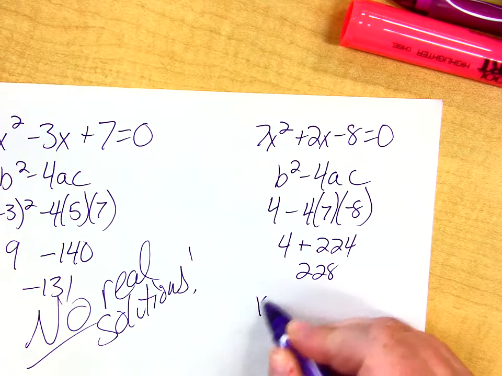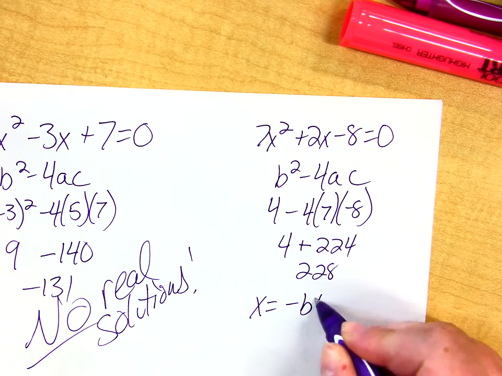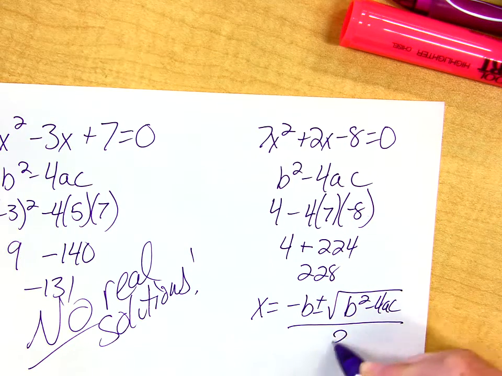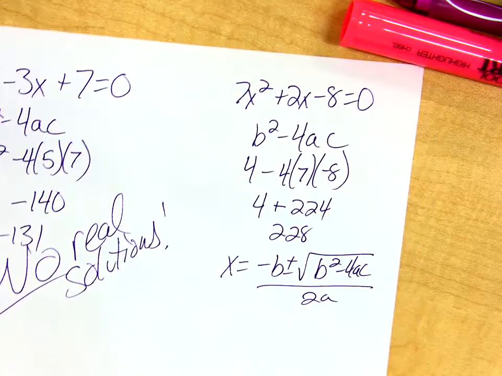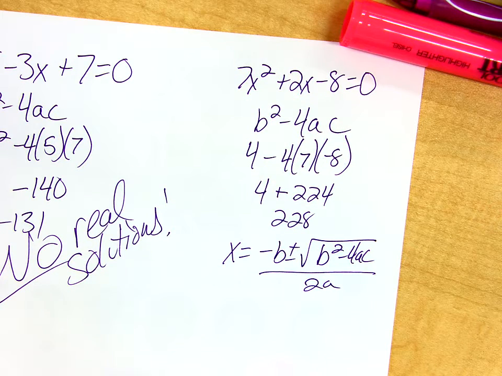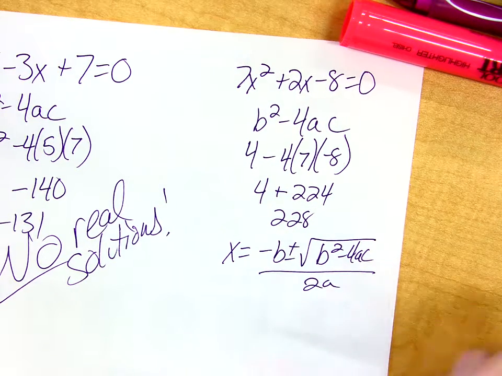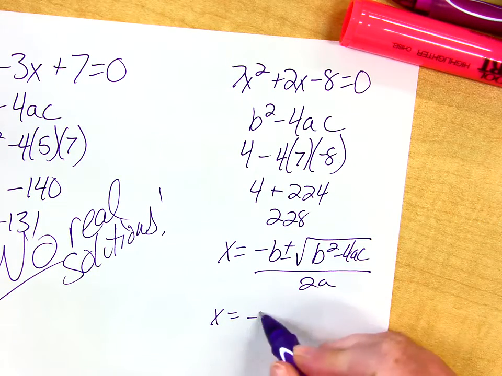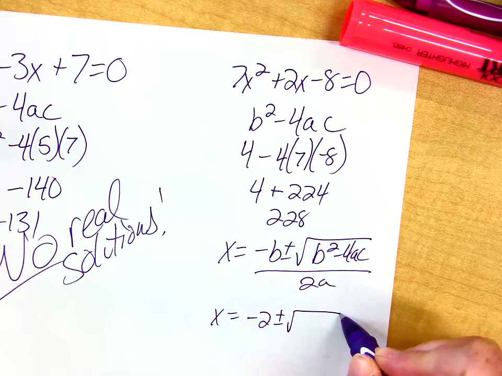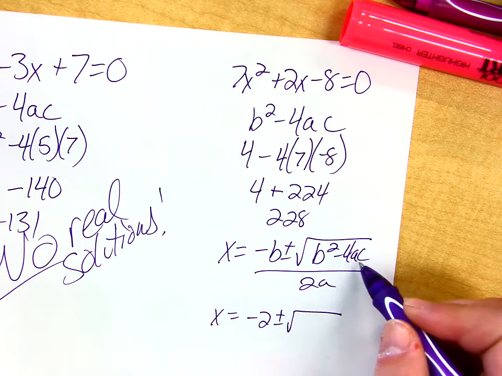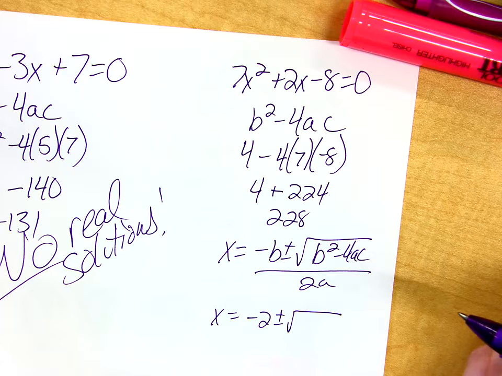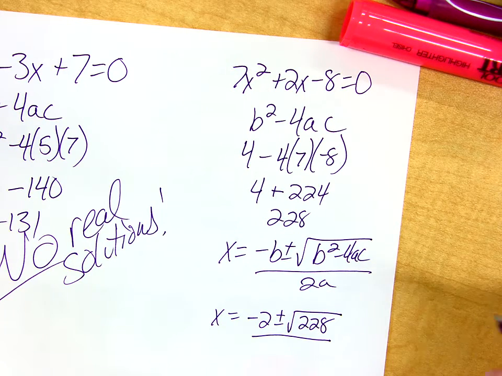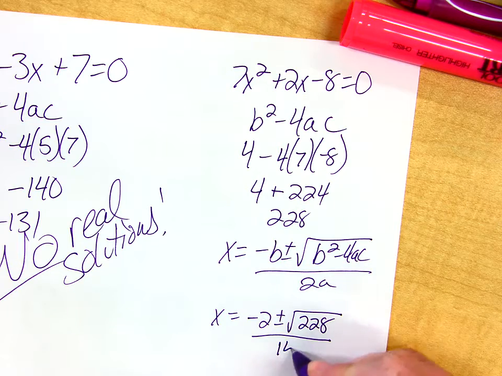So I'm just going to go to the quadratic formula: negative b plus minus the big old square root of b squared minus 4ac, all over 2a. It's always helpful to write it out a bunch of times until it's ingrained in your brain. And now I just plug in those pieces. Negative b, so b was 2, so now it's negative 2, plus minus a big old square root. I already know b squared minus 4ac. What is it? 228. So I just pop in 228, all over 2 times a, that would be 14 in this case.